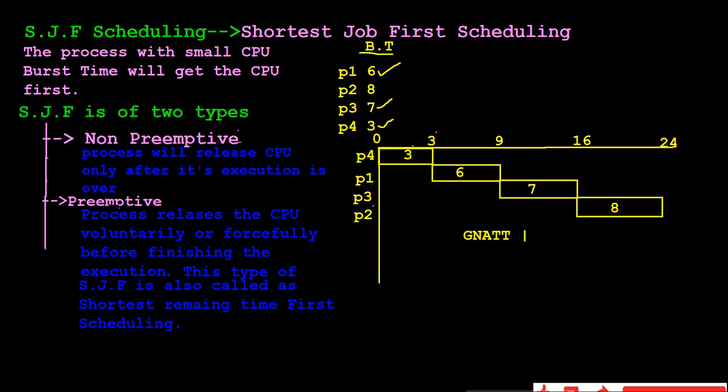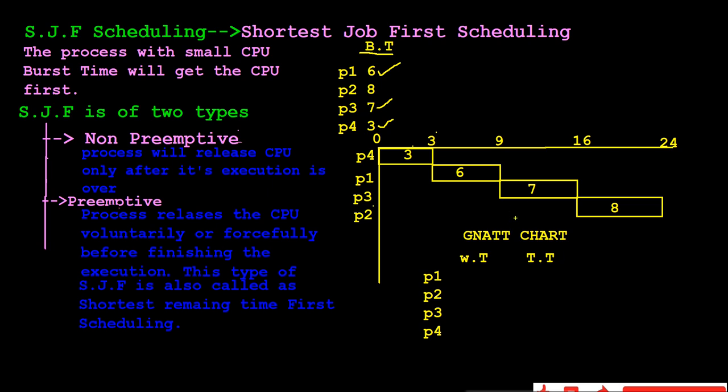From this Gantt chart we will calculate the turnaround time and the waiting times of P1, P2, P3, P4. For example, we will write the processes here: P1, P2, P3 and P4. Here we will write waiting time. First we will calculate waiting time, then we will calculate turnaround time.